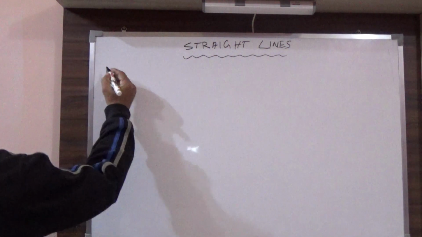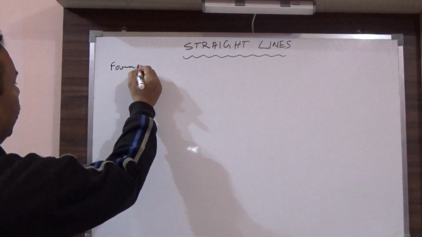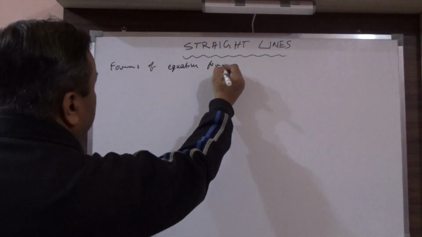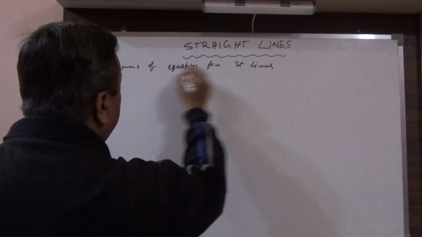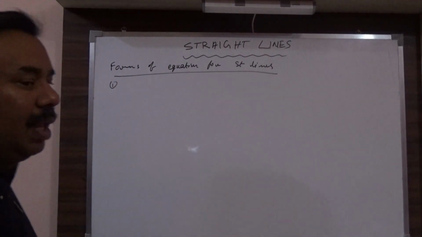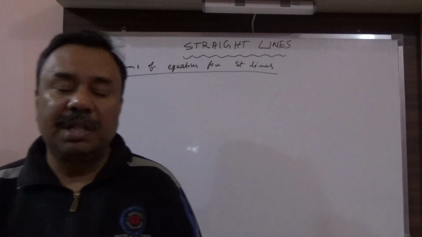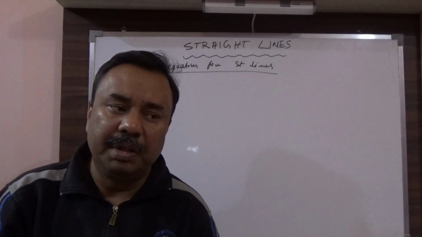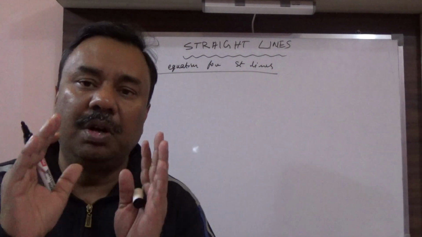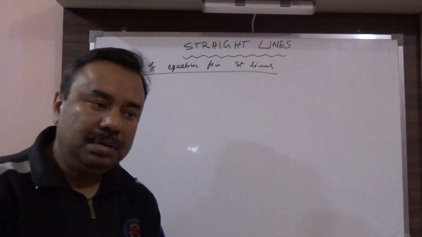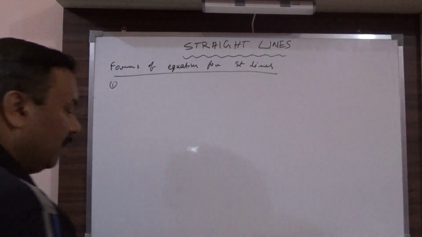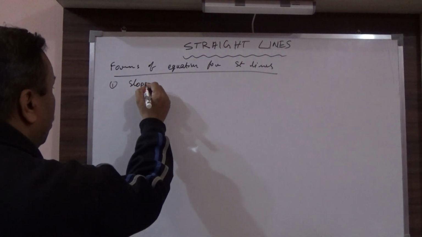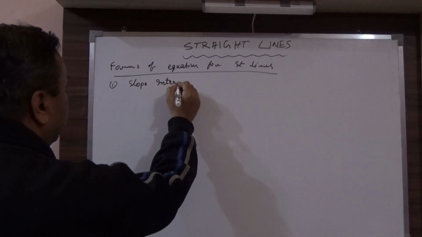So now we are dealing with forms of equations for straight lines. All the forms depend on the basic information that is given to you. Depending on that only, you can find out the equation. The first form that I will do is the slope intercept form.